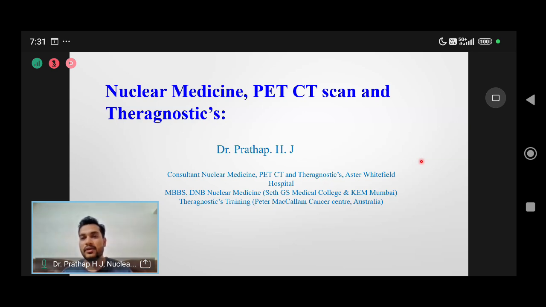Next, with the advent of PET CT scan, there were revolutionary changes in imaging. One is metabolic imaging, which we do with the FDG PET CT scan. Then there is receptor-specific imaging. Receptor-specific imaging includes the DOTANOC PET CT scan for somatostatin receptors, then FAPI scans to image the FAPI receptors, and the PSMA PET CT scan for prostate cancer.